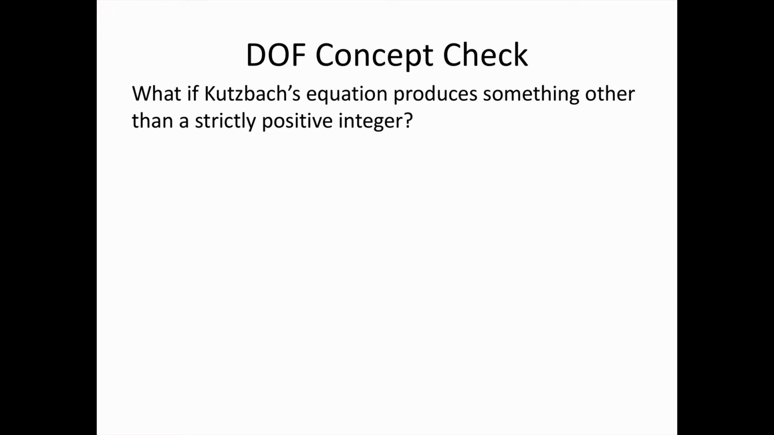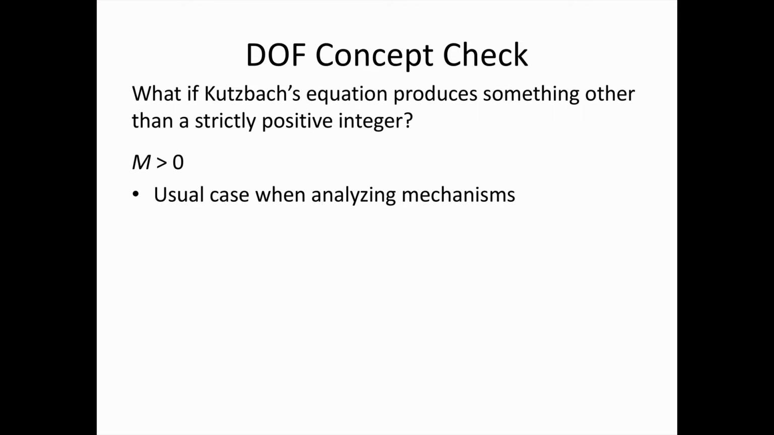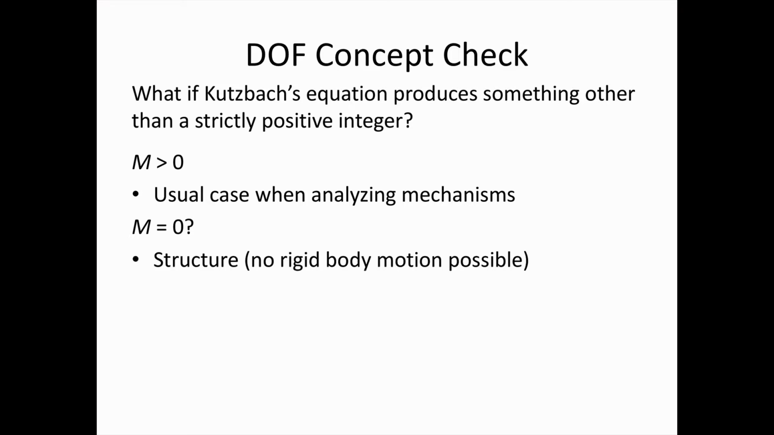What if Kutzbach's equation produces something other than a strictly positive integer? What if it's 0, or what if it's a negative integer? So if m is greater than 0, that's the usual case when we're analyzing mechanisms. That means there is at least 1 degree of freedom, one way that the parts of the mechanism can move relative to each other. But what if m is equal to 0? What does that mean? That's a structure. There's no rigid body relative motion possible. Everything is fixed.